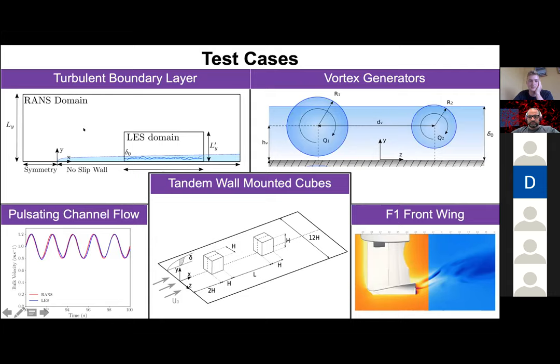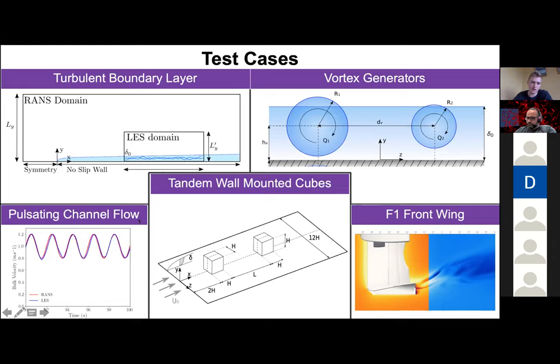So firstly, we looked at a turbulent boundary layer. This is to look at the flow in external cases. The synthetic eddy method has been used quite extensively in internal cases, in channel flows and pipe flows. We wanted to validate its use in external cases and look at the length scale definition that we use in that region. We then look at vortex generators within the boundary layer. So from an extension of the turbulent boundary layer, we introduce a three-dimensional flow rather than just a two-dimensional profile, with these vortices being introduced.